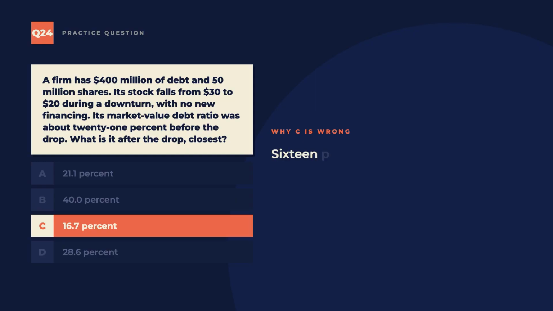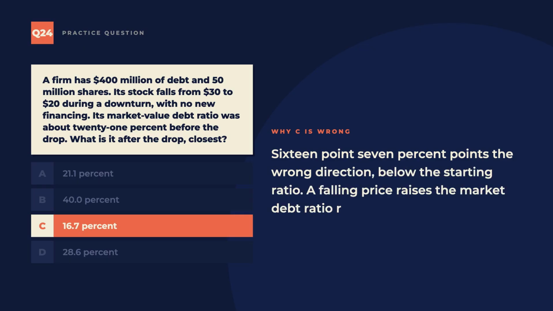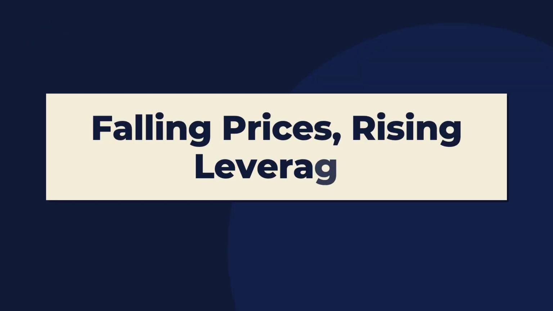C is wrong because 16.7% points the wrong direction, below the starting ratio. A falling price raises the market debt ratio rather than lowering it. A falling stock price does the opposite of a rising one. It makes a firm look more leveraged in the market's eyes. Even though management does nothing, let's walk through the numbers before and after a slump.